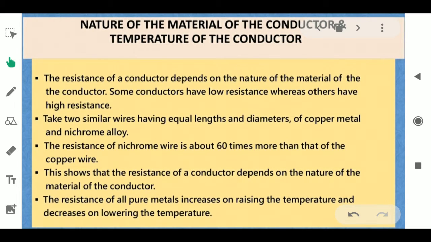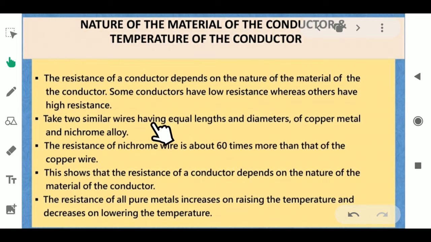In this case, the resistance of a conductor depends on the nature of the material of the conductor. Some conductors have low resistance whereas others have high resistance. In a simple way, it depends on the nature of the material. Suppose you take two similar wires having equal lengths and diameters, of copper metal and nichrome alloy. Nichrome is an alloy and copper is a pure metal. The resistance of nichrome wire is about 60 times more than that of copper wire.